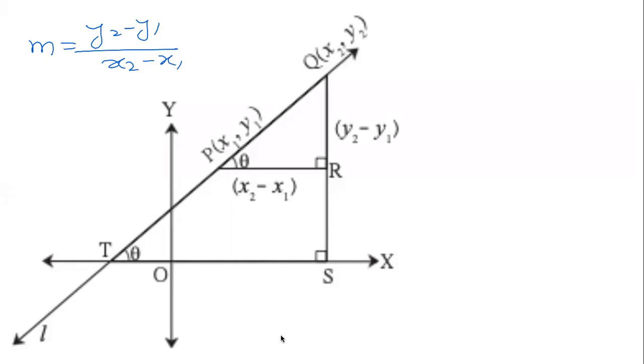But if we simplify this, if we draw perpendiculars from the points P and Q onto the axis, then we get a right angle triangle P, Q, R. Now here, y2 minus y1 is QR.